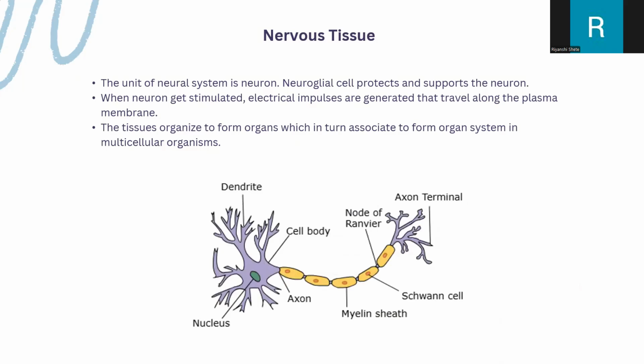Now the fourth type of tissue is nervous tissue, the last important tissue in animal organization. The unit of the neural system is the neuron. Neuroglial cells protect and support the neuron. When a neuron gets stimulated, electrical impulses are generated that travel along the plasma membrane. Tissues are organized to form organs, which in turn associate to form an organ system in a multicellular organism. Please go through this diagram. This diagram is important. This is neuron tissue, and it passes the nerves, or you can say the impulses of stimulation, to a particular organ or a particular part of the body.